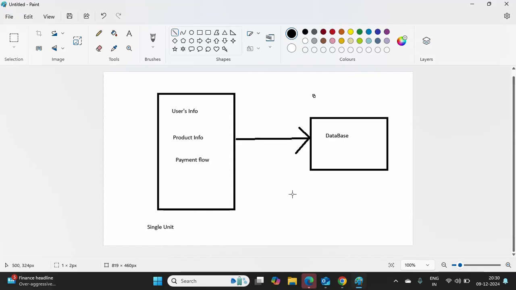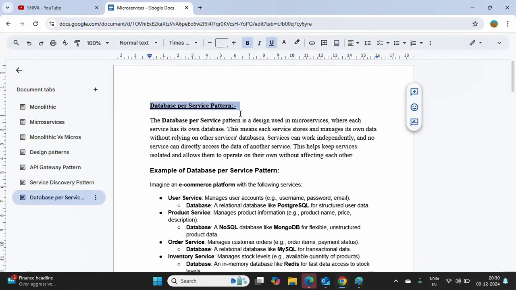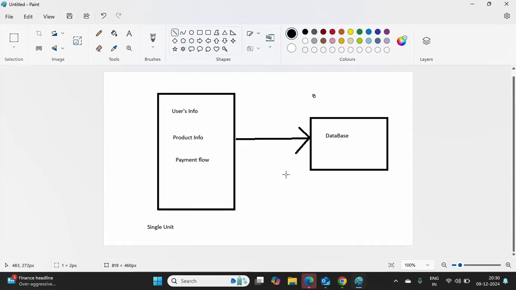For now, understand that in a normal monolithic application, the application is going to connect with a single database. But it is not a suggestible way, if you are working with any organization. You need to follow the design pattern called database per service. That means you have to maintain a separate database for each service.